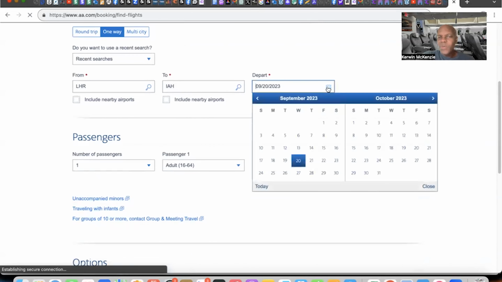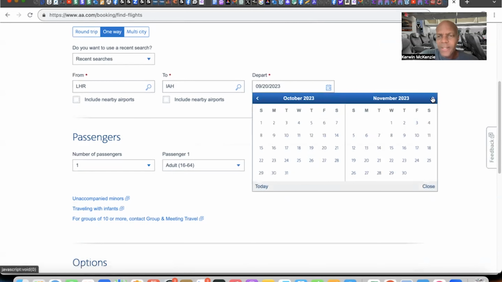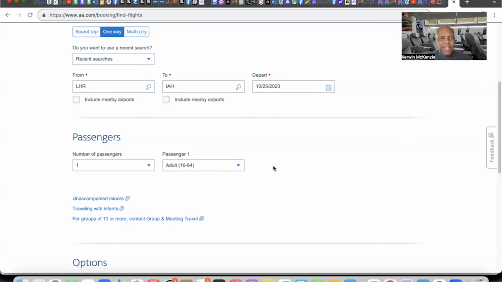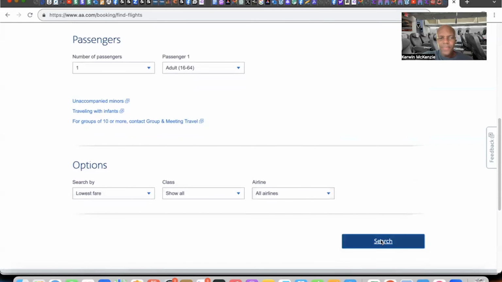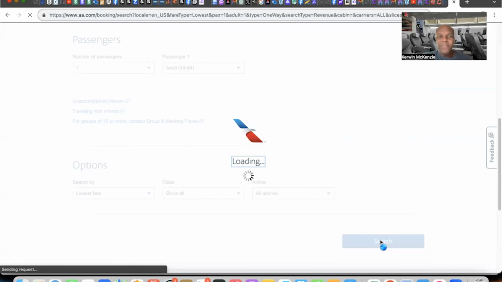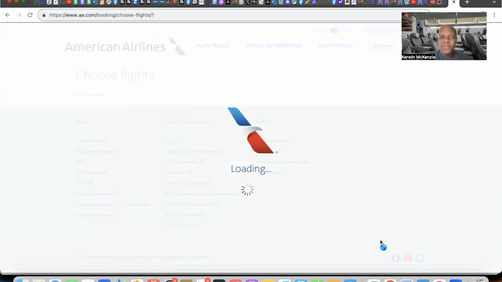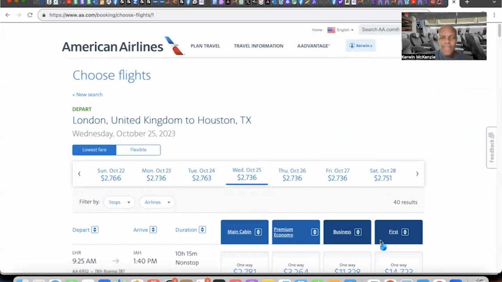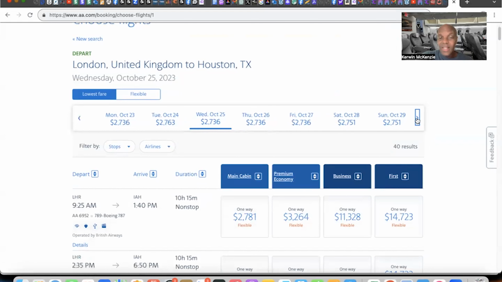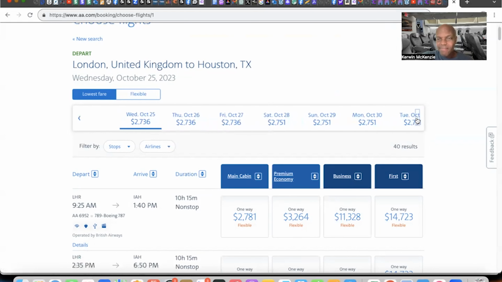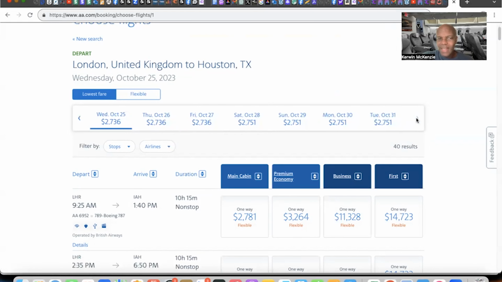And the normal fare, and let's do, I don't know, let's go out in the future somehow. September 20th is only a few days away. So let's try October 25th and see what fare comes back. Fares from London to Houston are always ridiculously expensive. It looks like it's always $2,000 now, $2,800. That's insanity. I mean, it's absolute insanity.